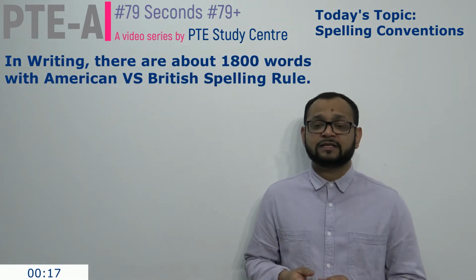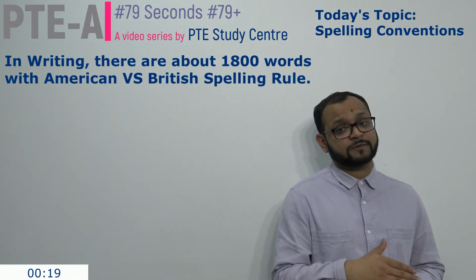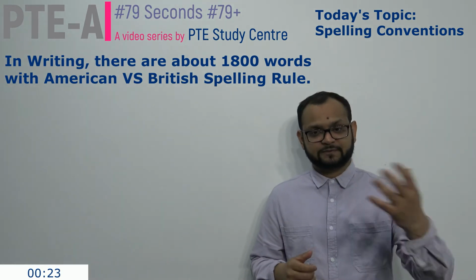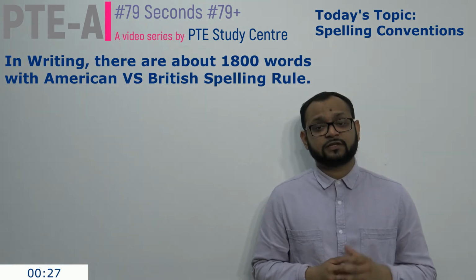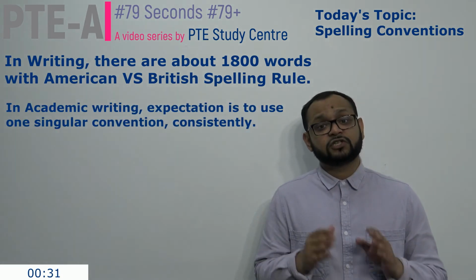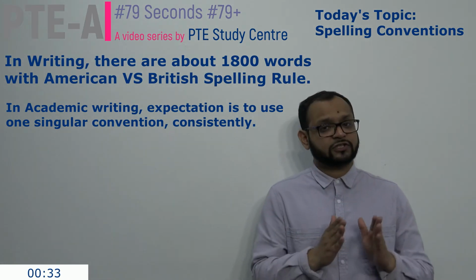The topic for today is spelling conventions. Now, in general English writing, there are about 1,800 words that can be spelled using both the American convention of spelling as well as the British convention of spelling. Now, bringing this back to your academic writing, the expectation is that you not only have to spell the words correctly, but more importantly, use just one singular convention of spelling.